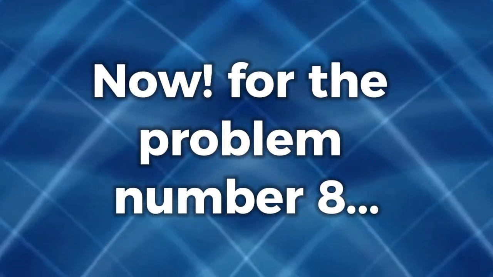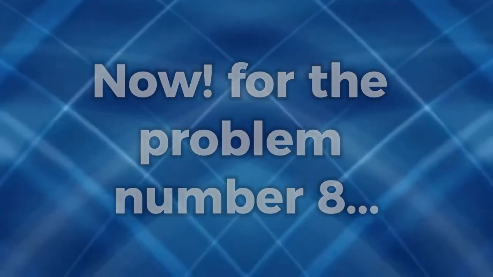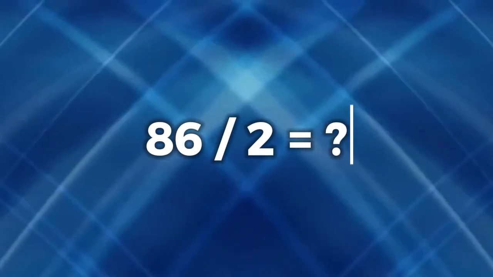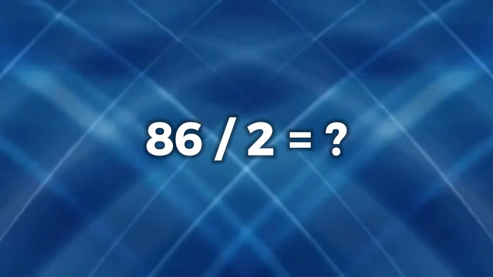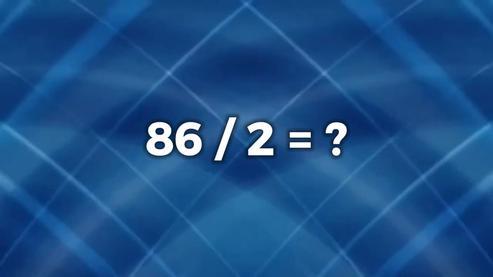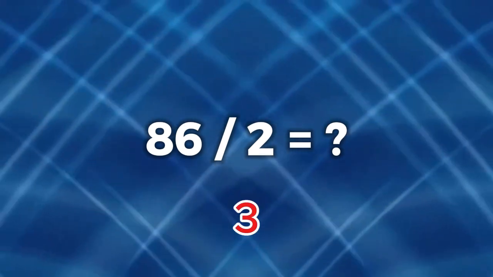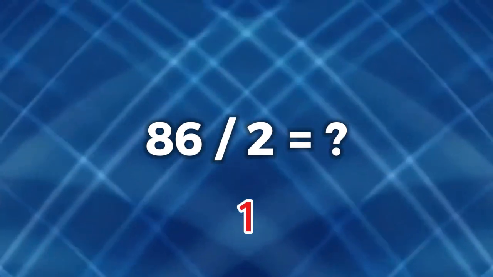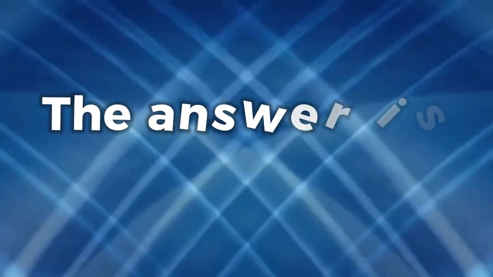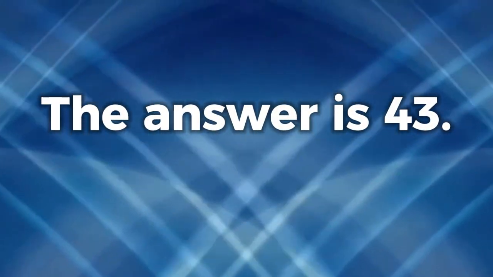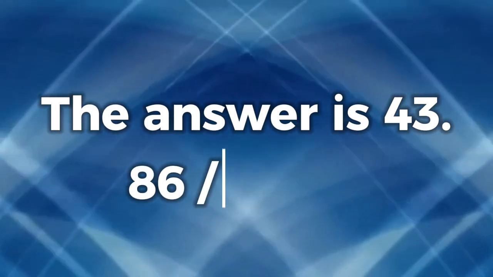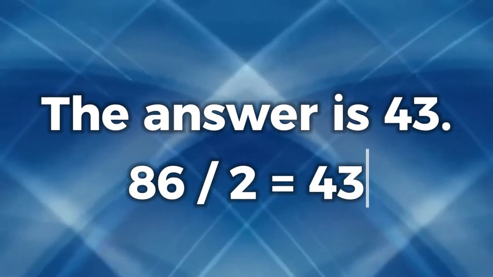Now for problem number 8. What is 86 divided by 2? The answer is 43. 86 divided by 2 is equal to 43.